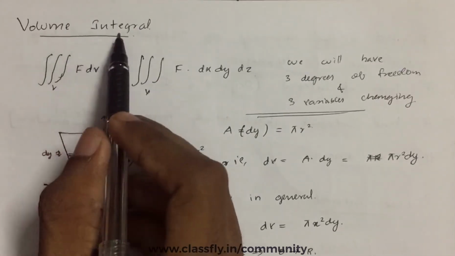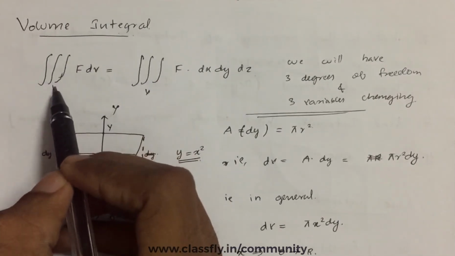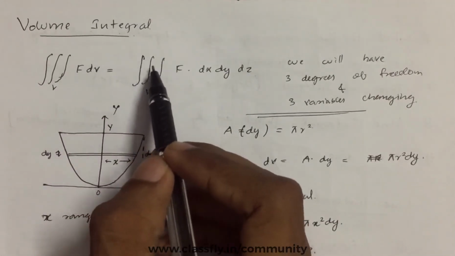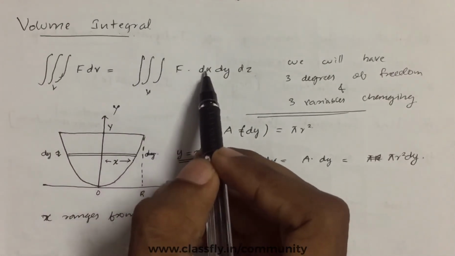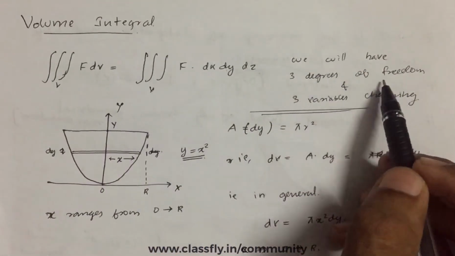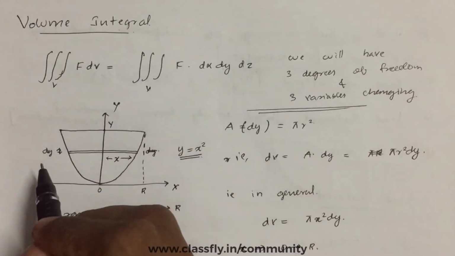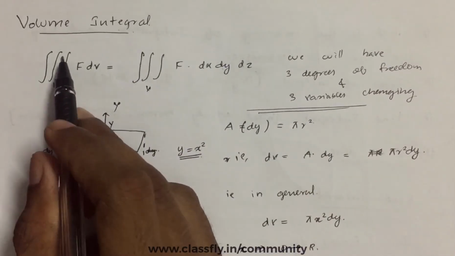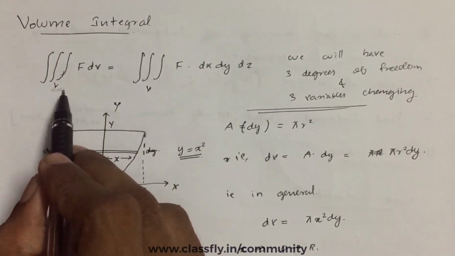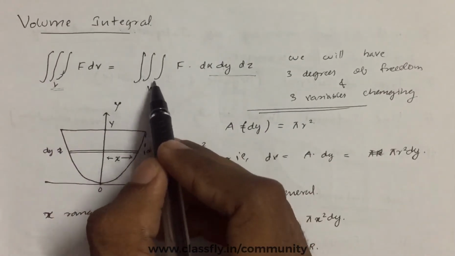Moving on to volume integral, triple integral V f dv. We have triple integral V f dx dy dz. Here we will have 3 degrees of freedom and 3 variables. In the surface integral we have only 2 variables and therefore we have only double integral. In this case we have 3 variables and therefore triple integral.